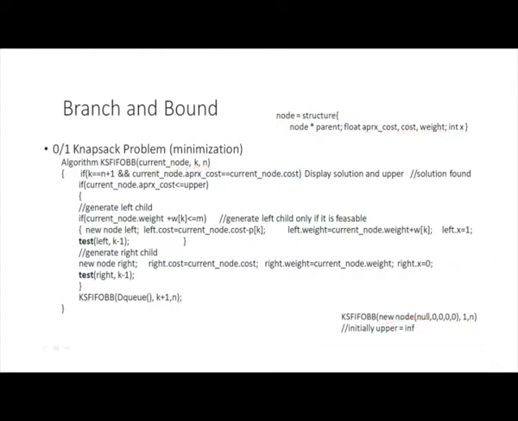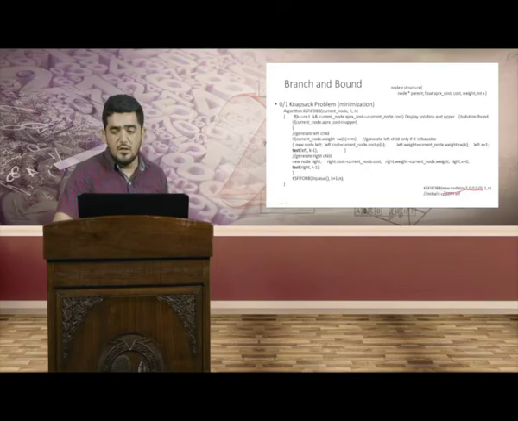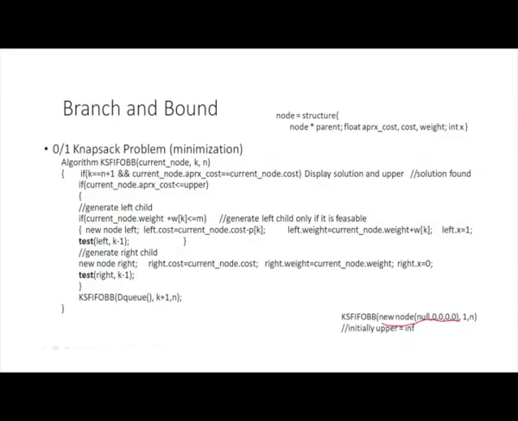So we'll see how this function runs. We call this knapsack FIFO branch and bound function by sending this node here. This node is sent as the first, also the root node, so it does not have a parent. The approximate cost for this initial root node is 0. The cost is 0, the weight is 0, and the solution value for this root node is also 0. That means this is not part of the solution. So we send level 1 and n. N is the number of items that we have. So we are at level number 1, 1 being the level for the root.